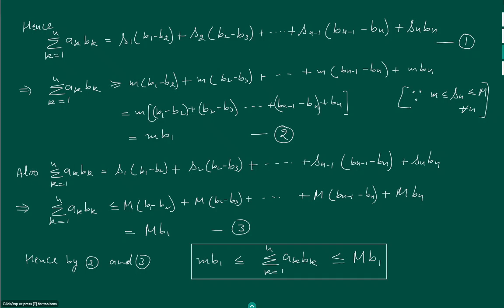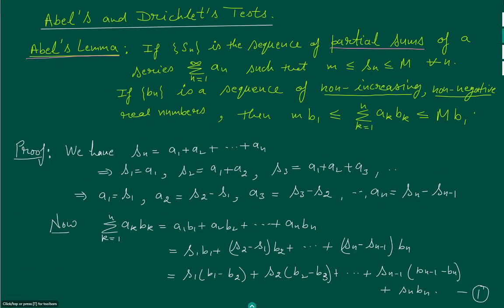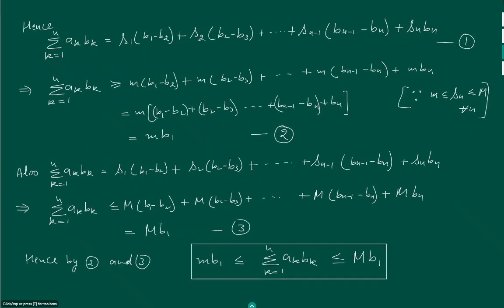So we have completely proved this lemma that is called Abel's lemma, which says that if Sn is the sequence of partial sums of a series summation an, and if Sn is bounded by small m and capital M, and if Bn is a decreasing sequence of positive terms, then summation AKBK, k varies from 1 to n, lies between mB1 and capital M B1. So this is what we have proved.